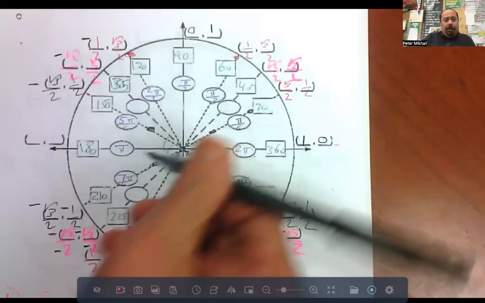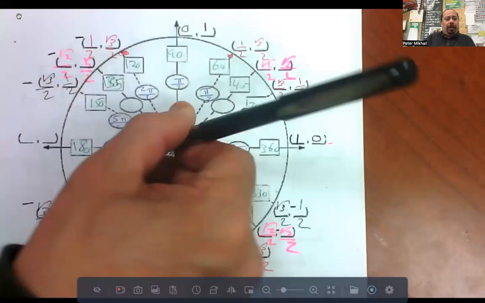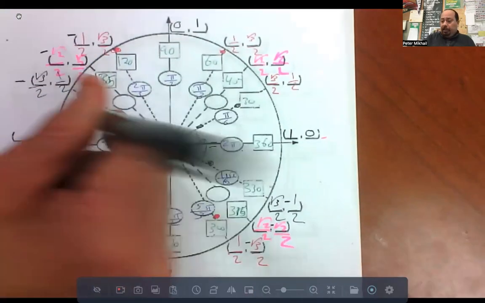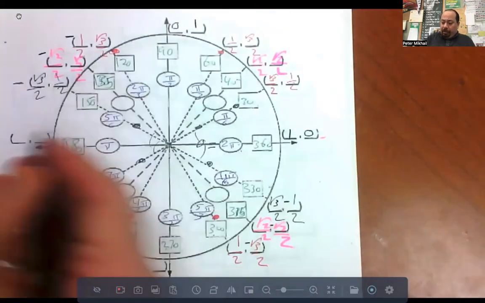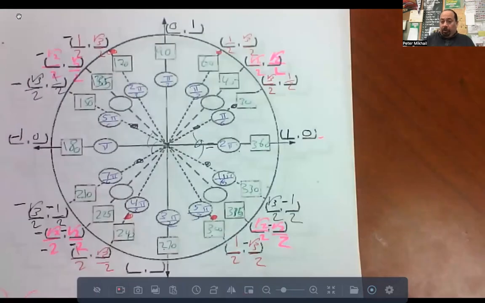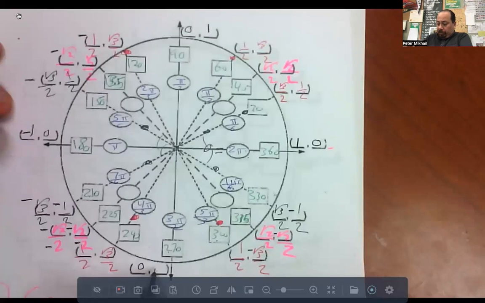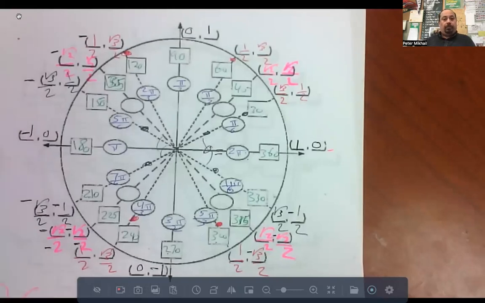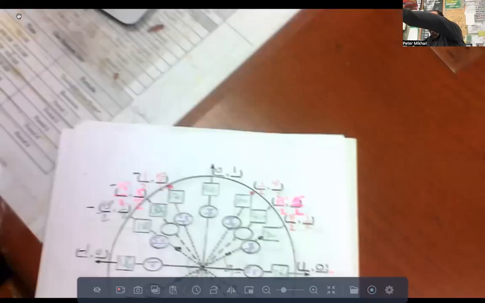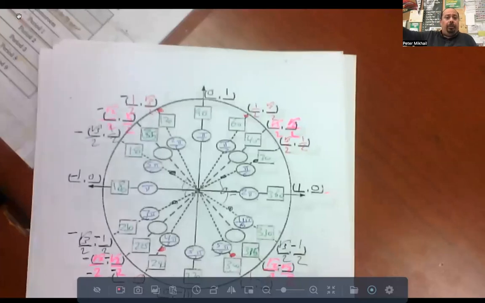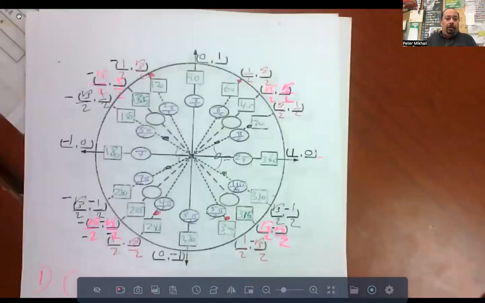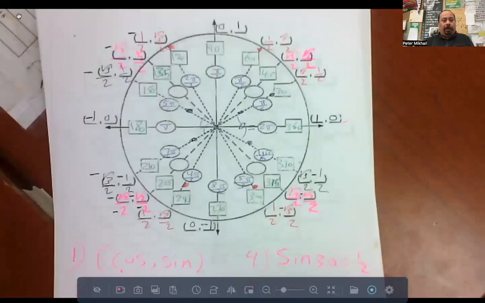Also in geometry, when you reflect 180 degrees, you change the signs. So 1, 0 is going to be negative 1, 0. And 0, 1, you also change the sign. This is going to be 0, negative 1. So what we have here in front of us is the entire unit circle, how you draw it and how you memorize it.